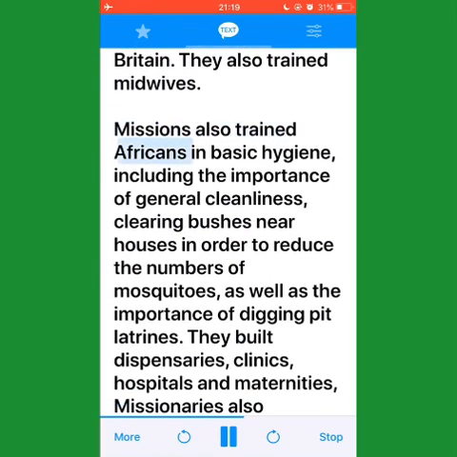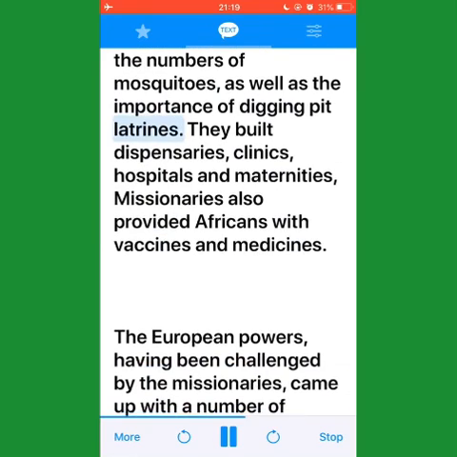Missions also trained Africans in basic hygiene, including the importance of general cleanliness, clearing bushes near houses in order to reduce the numbers of mosquitoes, as well as the importance of digging pit latrines. They built dispensaries, clinics, hospitals and maternities. Missionaries also provided Africans with vaccines and medicines.